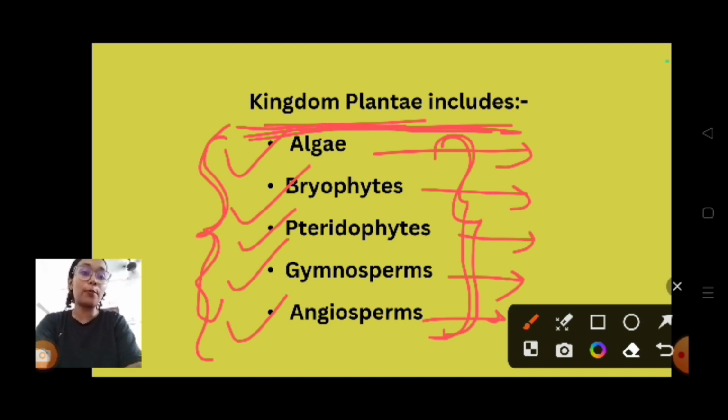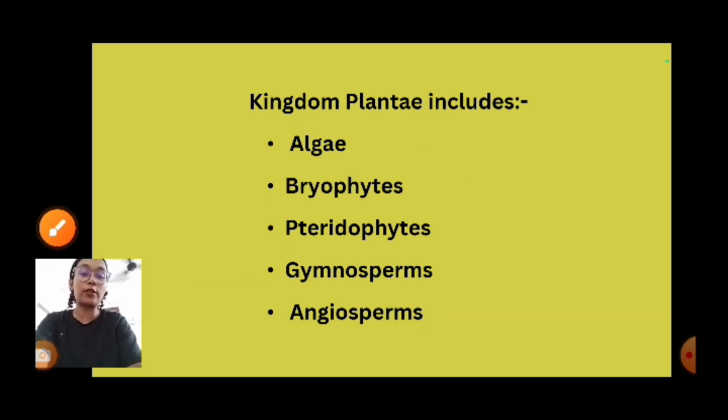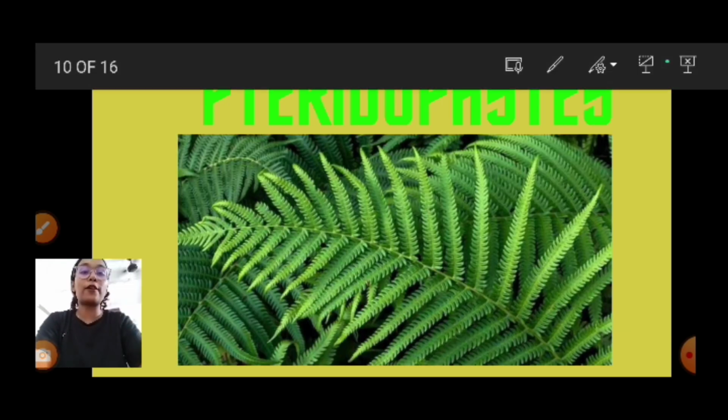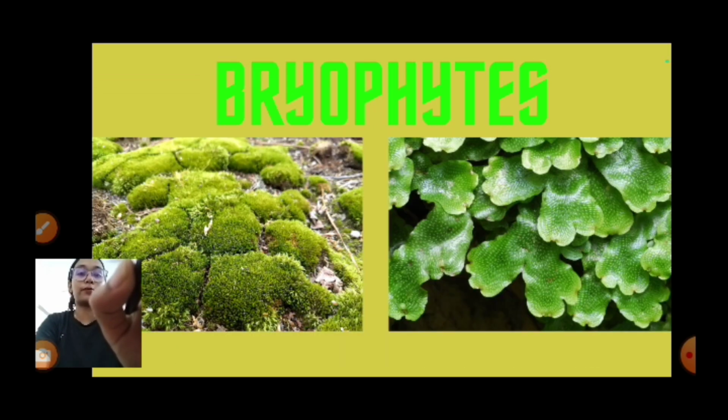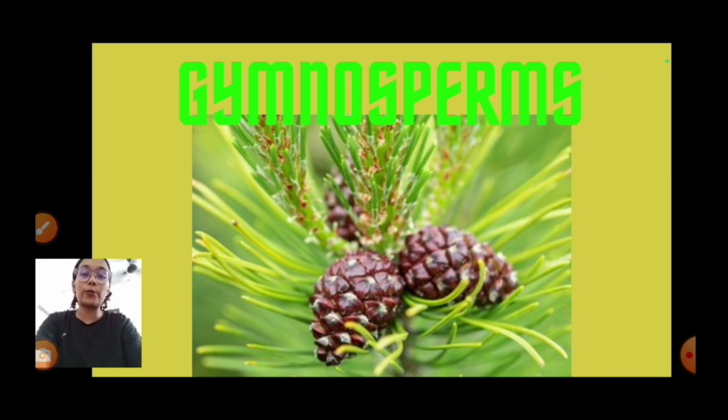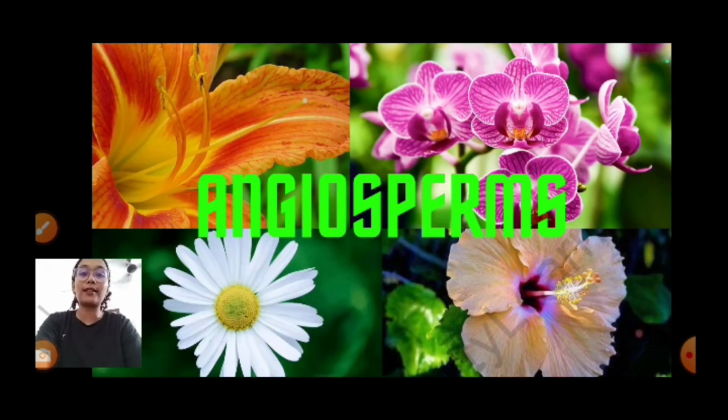We'll see some pictures of these so that you get to know. First is algae. Next is bryophytes. The third is pteridophytes. The fourth is gymnosperms, and the fifth, last one, is flowering plants, that is angiosperms. Is it clear to you all?